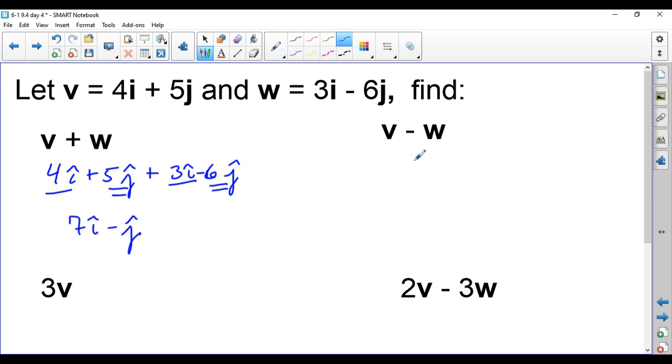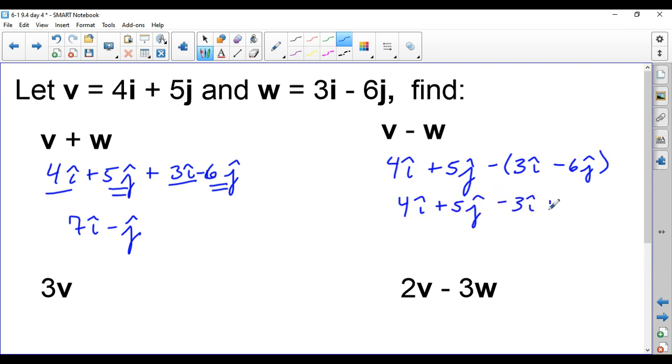If I want to subtract, we need to make sure we distribute the subtraction. So I have 4i hat plus 5j hat, and I need to subtract the entire vector w. So we would need to distribute this subtraction so that it says minus 3i hat plus 6j hat. And then I can combine my like terms. 4 minus 3 is 1i hat. 5 plus 6 is 11j hat. And there's my final answer, i plus 11j. So it's 1 in the positive x direction and 11 in the positive y direction.